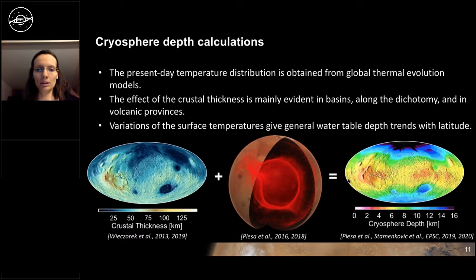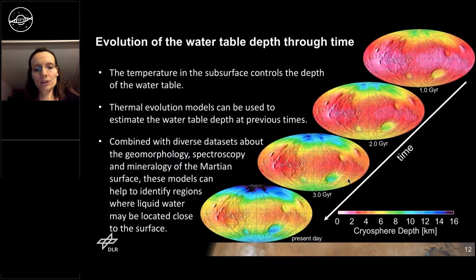And we can take a look in more detail at each of these parameters. And by doing so, we can place constraints on the cryosphere depth distribution today, but also during the thermal evolution. So we can take a look at how this depth has evolved during the entire thermal history of the planet. And then we can combine this kind of models with diverse data sets from geomorphology, spectroscopy, and mineralogy of the Martian surface in order to identify regions where liquid water may be located close to the surface and regions that are potentially interesting for future exploration.